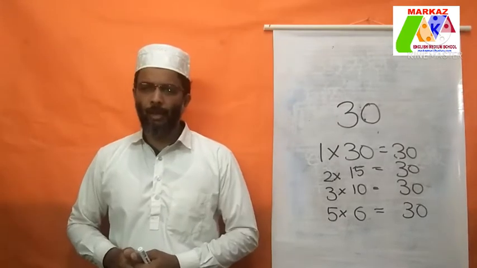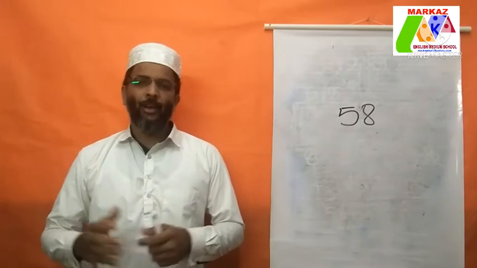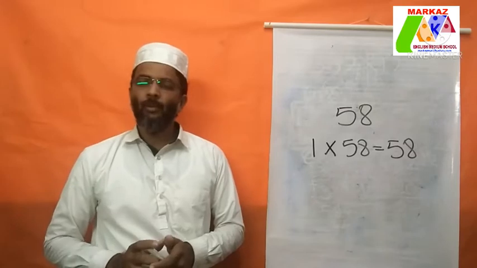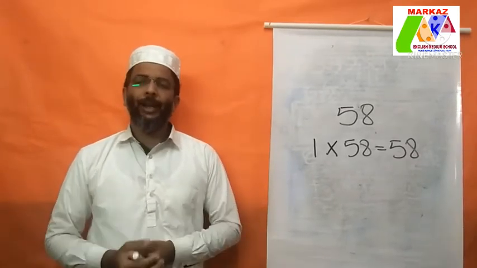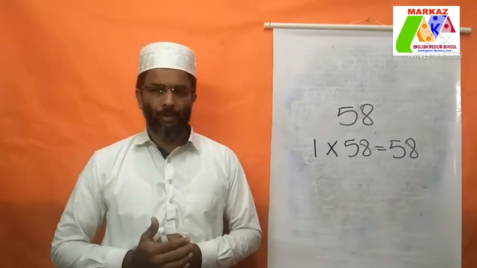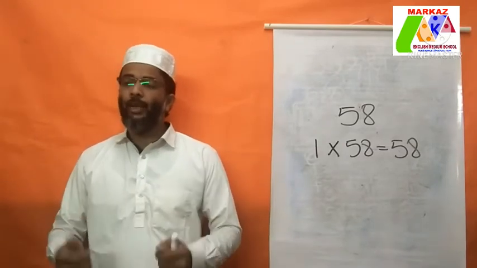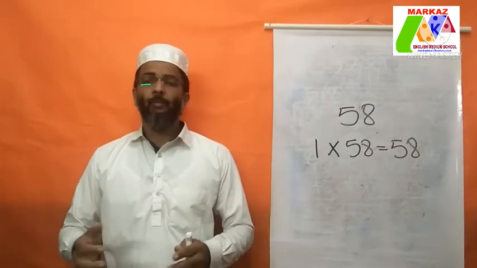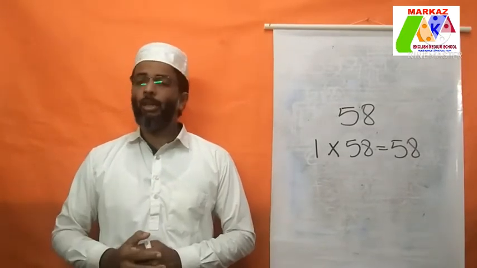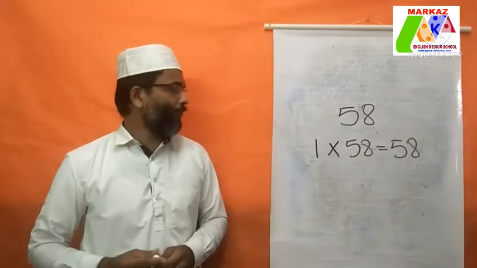Let us look at one more example. Find the factors of 58. The first pair is 1 into 58. Here, when we divide 58 by 1, we get the quotient as 58. And when we divide 58 by 58, we get the quotient as 1. In both cases, the remainder is 0. Therefore, 58 is divisible by 1 and 58.